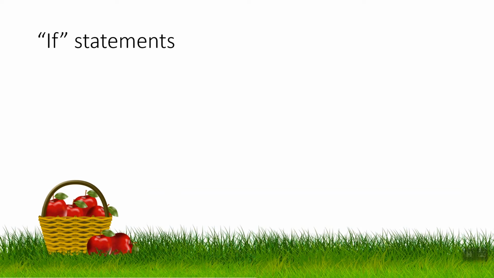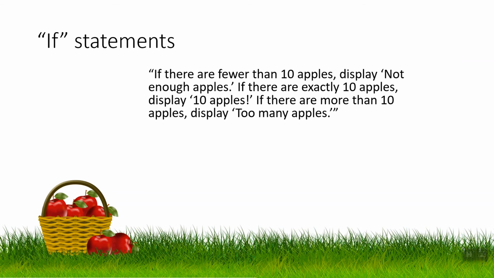We can keep going. If we want more conditions, we can add an else-if clause. For instance, what if we needed to know exactly when we had 10 apples? We can model it this way. If there are fewer than 10 apples, display not enough apples. If there are exactly 10 apples, display 10 apples. If there are more than 10 apples, display too many apples.